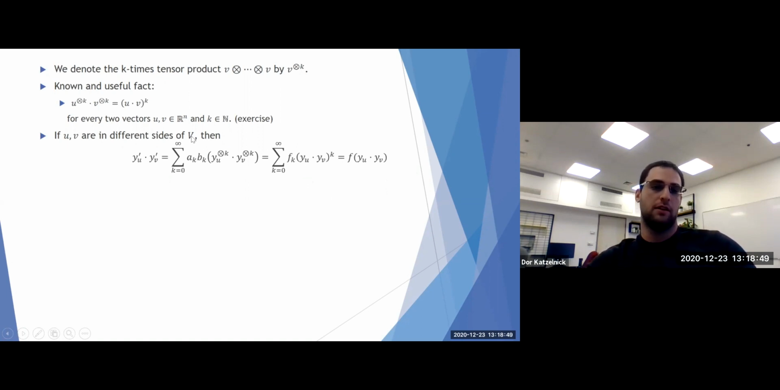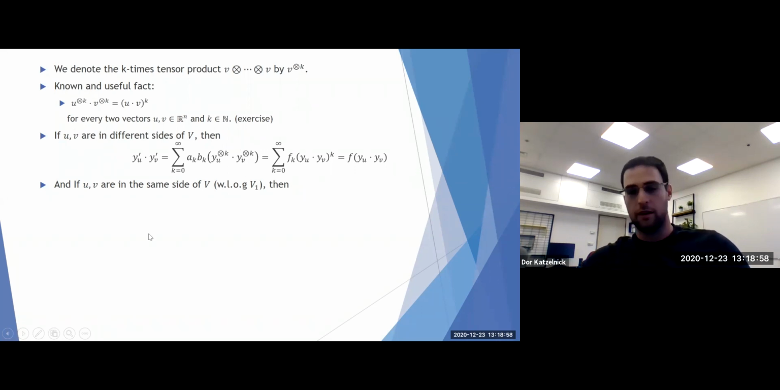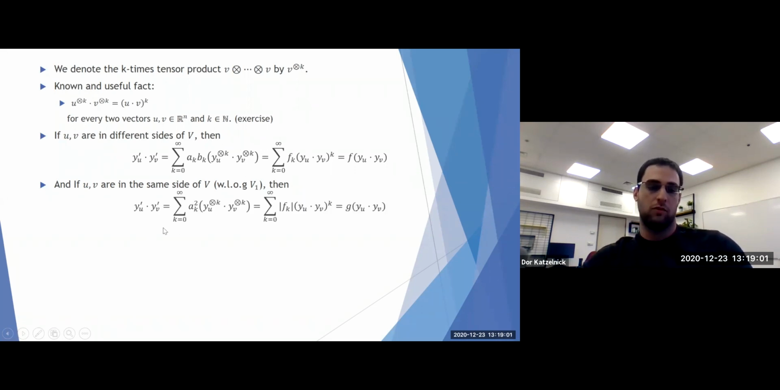All right. So this is the case that u and v are on different sides of the graph. The other case is that they are on the same side, so we can assume that they are both in V1. And what we get is the following sum. Now we have a_k squared, which is exactly the absolute value of f_k. And again, this inner product is exactly equal to this. And now if you look at this sum, what you get is exactly the function g. This is how we defined g.